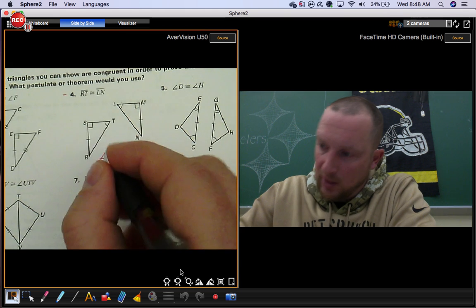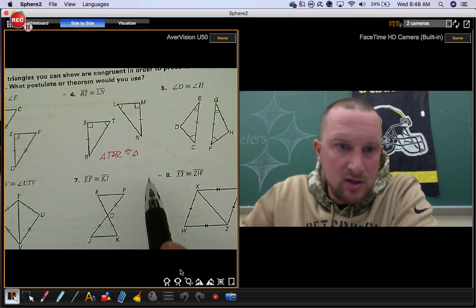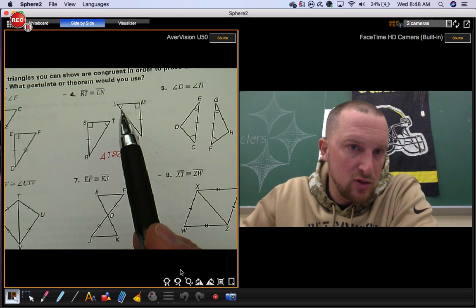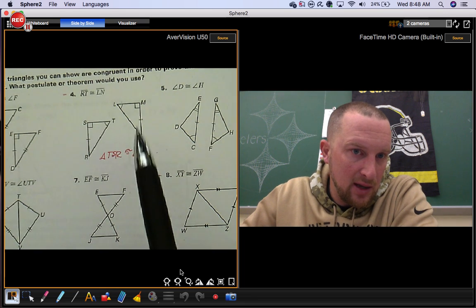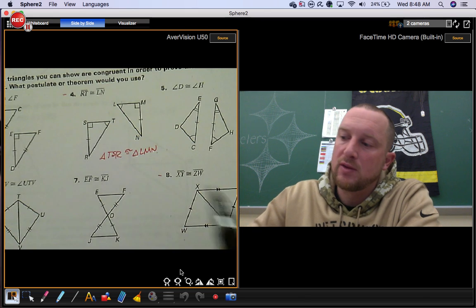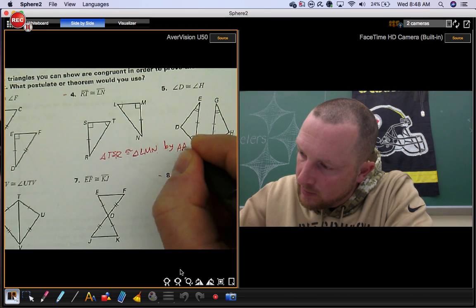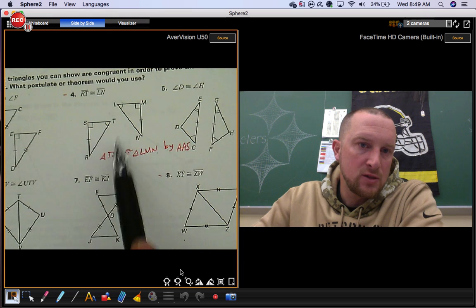So I'm going to name this triangle TSR. It's congruent to this triangle. Make sure you line up the parts. It would be LMN. They're definitely congruent by angle side. So that's what you say.